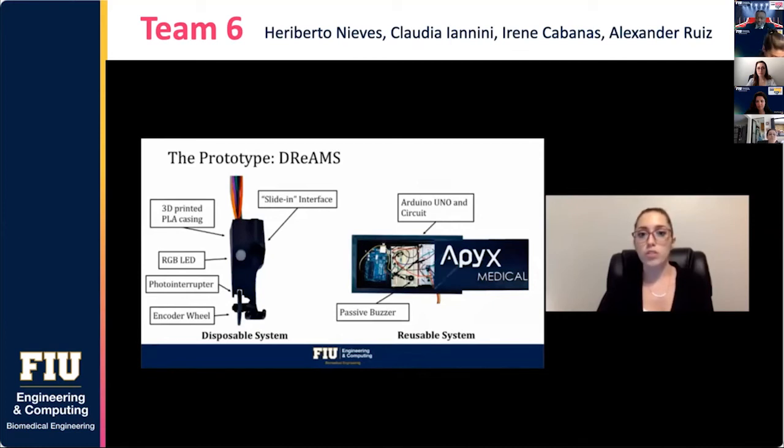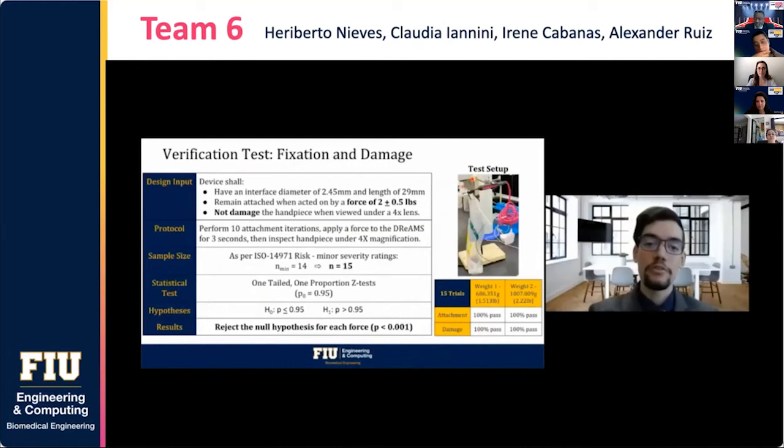To ensure that the Dreams satisfied the design inputs, verification tests were conducted. My teammate Andy will now discuss these. Thank you, Claudia. For our first verification test, we tested the attachment portion of the Dreams to ensure it does not damage the handpiece and remains fixated when acted on by a range of forces. The forces selected are approximately those used to test the current standoff of the Renuvion.